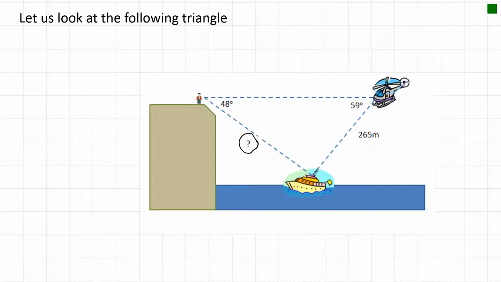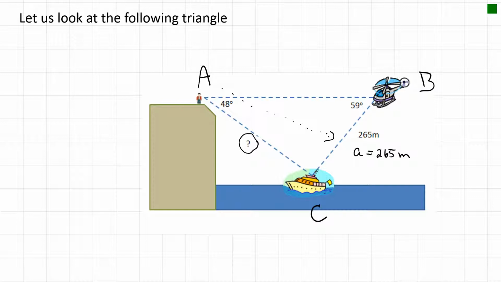So I'm going to label this A, B, and C. Notice I'm using capital letters to label the vertices, or the corners, of the triangle. Now there's a convention in how we label the other sides. The side directly across from angle A right here is labeled little a. So little a is 265 meters.